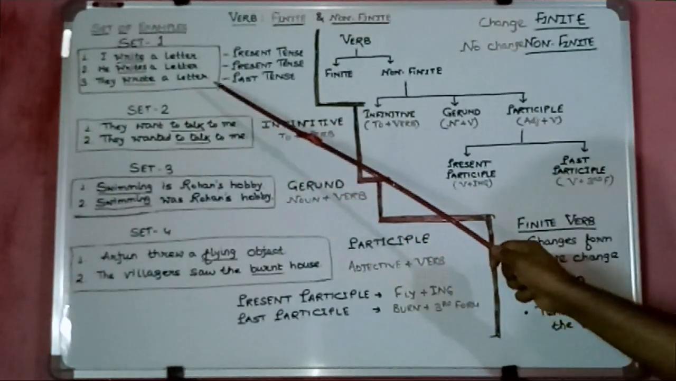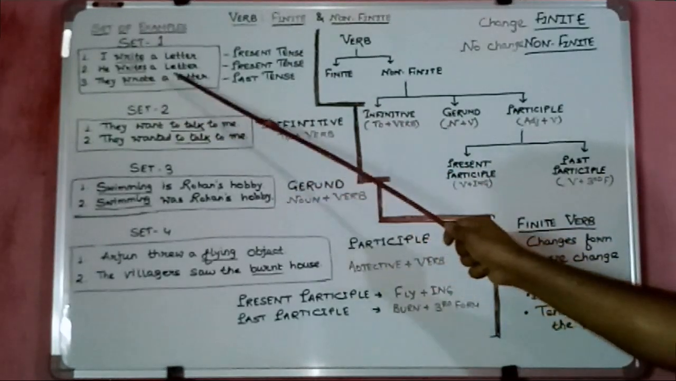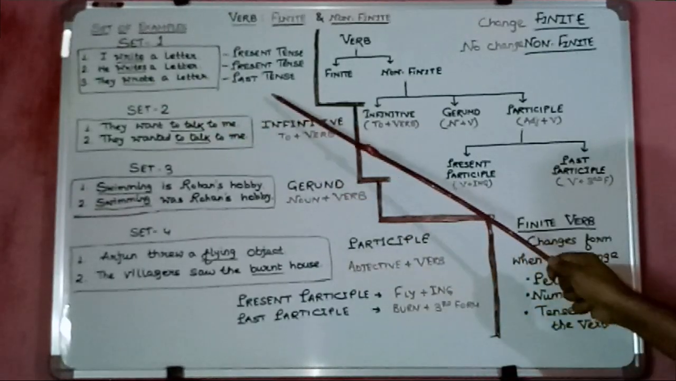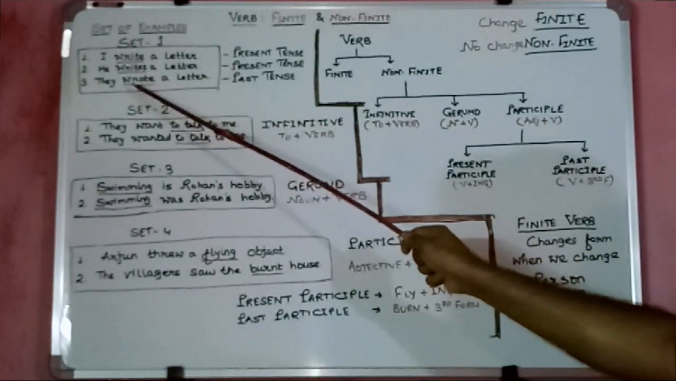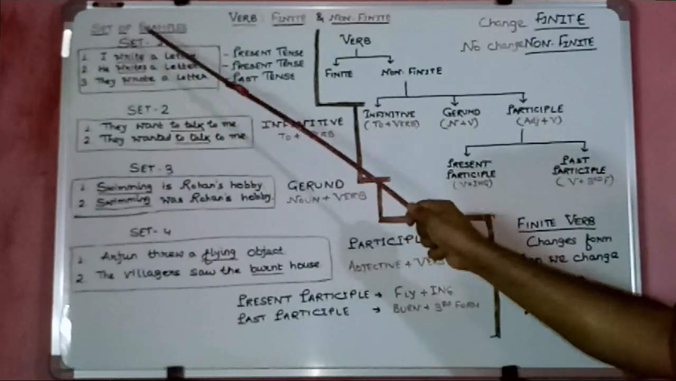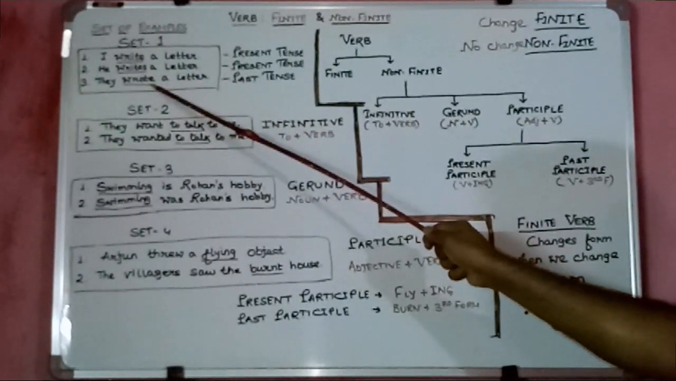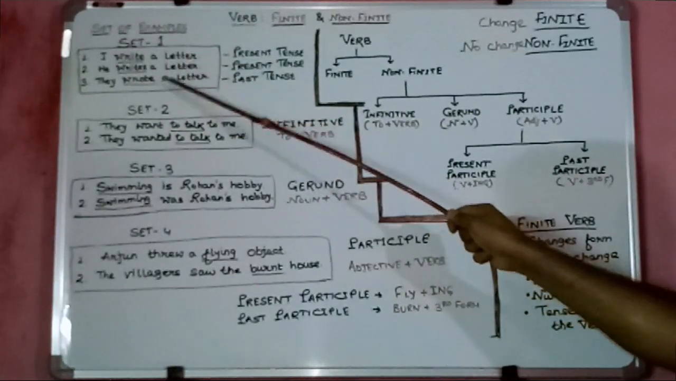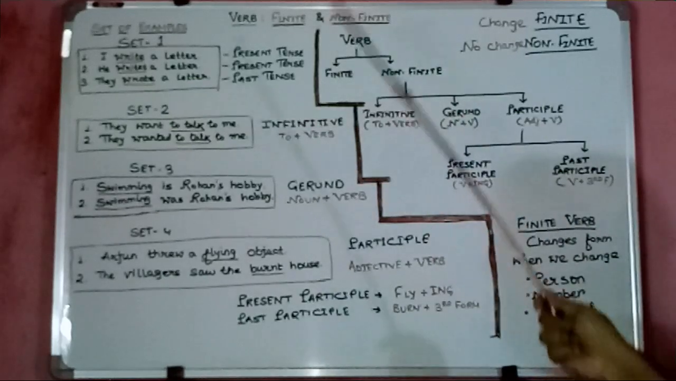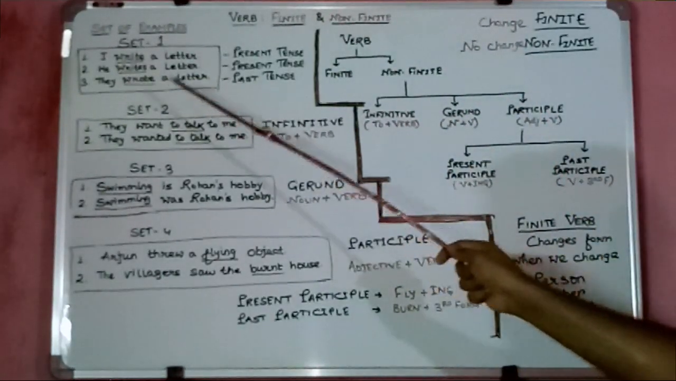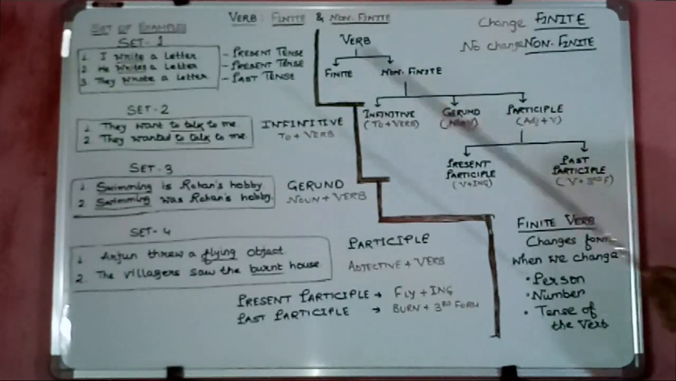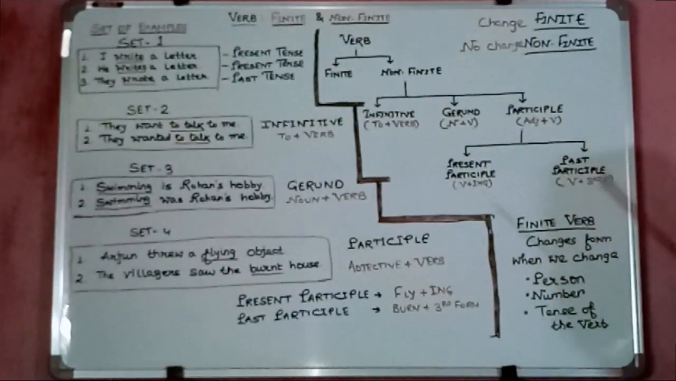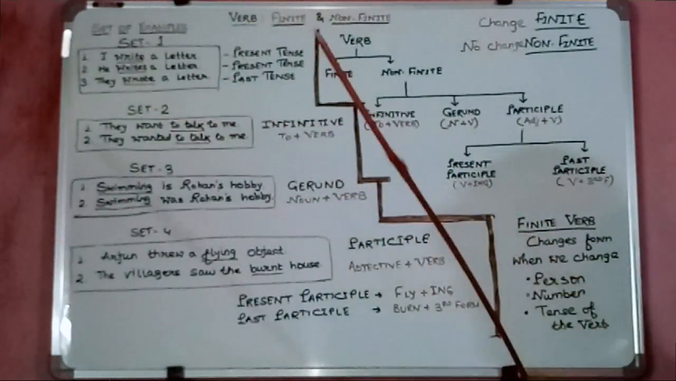In the third sentence, we can see they wrote a letter. We have changed the tense. We have written this sentence in past tense. Now here also you can see we have changed the form of the verb in the third sentence. So write is becoming writes and wrote in both the sentences. So it proves that finite verb changes its forms when we change the person, when we change the number, he and they, singular and plural, and when we change the tense of the verb.